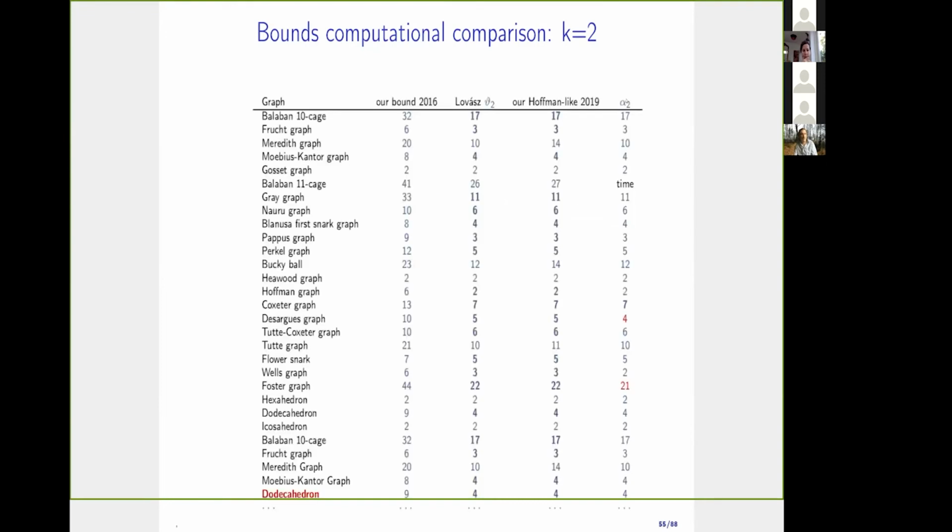So this was the output. You see our Hoffman-like bound from 2019. Let's look at that because it's a bit more generic. It's the best we have seen until now. It performs quite decently if you compare it with the Lovász theta bound, which is, to our knowledge at least, the best for upper bounding alpha_k. And we ran this simulation for 1 minute only. So if it took longer than a minute, we just put time here. So I think in many cases it performs quite well, and it was quite quick to calculate too.